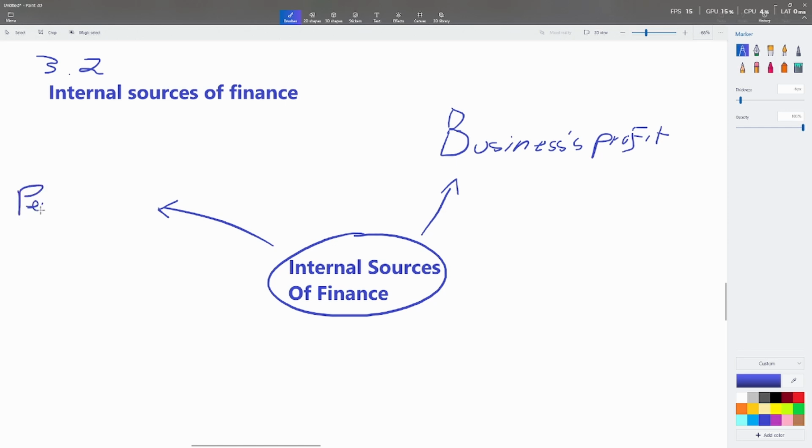The second one is personal funds. Personal funds is usually the business owner's. This is the one with the least amount of risk. Why so? Well, there is always risk for yourself, as if something goes wrong you might lose out on the money. But for the business, there is little to no risk. And the third one is the sale of fixed assets.